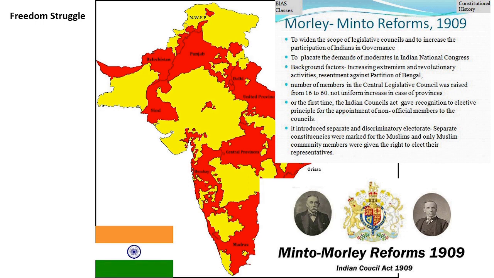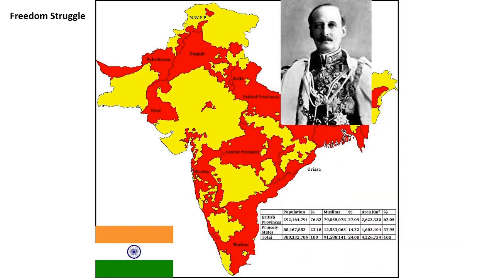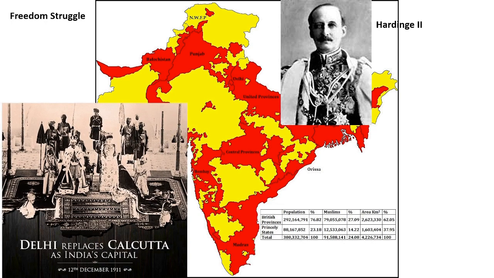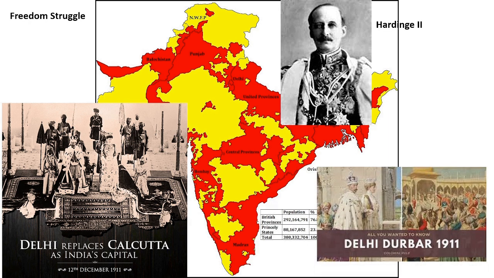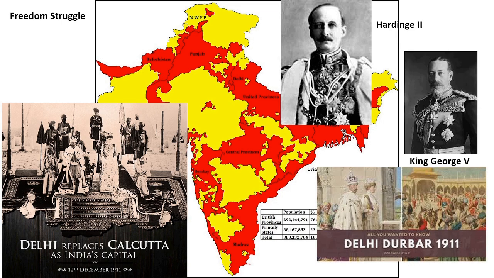Also, the number of members in the Central Legislative Council was raised from 16 to 60, and separate constituencies were marked for the Muslims. Then Harding was appointed as the Viceroy of India. The first thing he did was shift the capital of India from Calcutta to Delhi in 1911. Then he arranged the Delhi Darbar, a mass gathering to welcome King George V to India, who was recently crowned the new king of Britain.